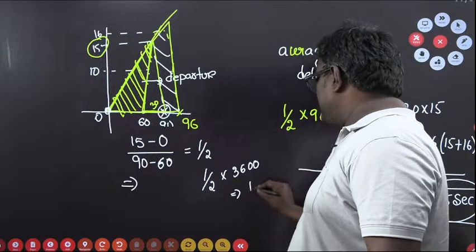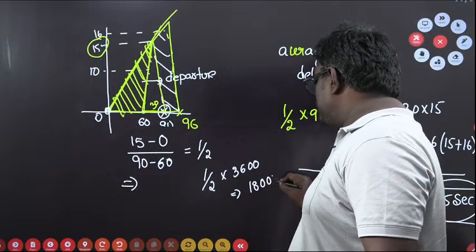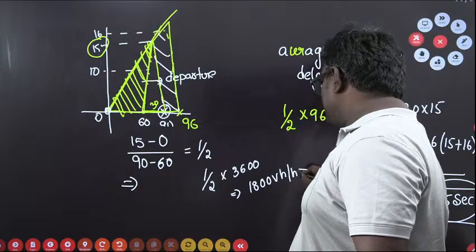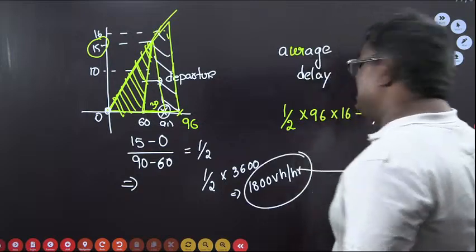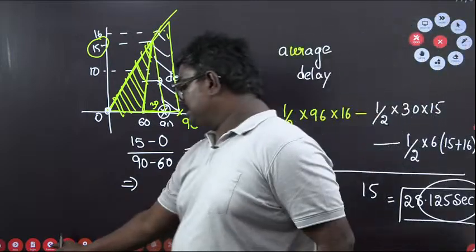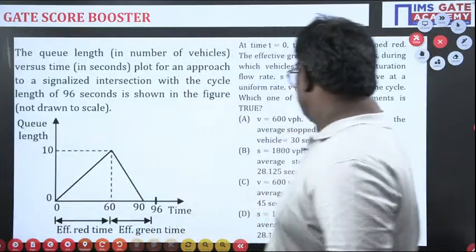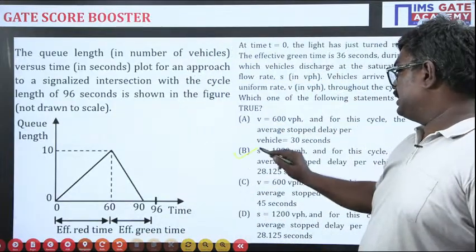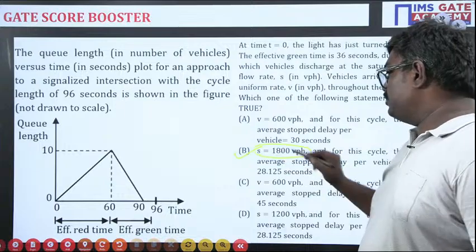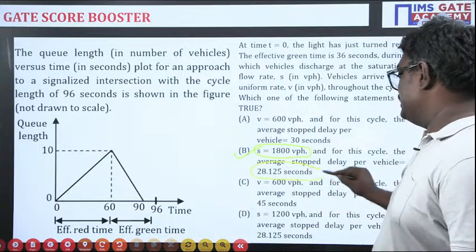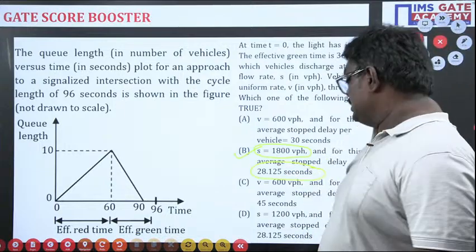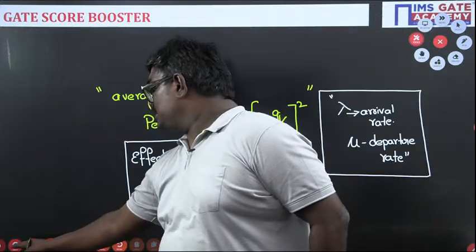So 1800 vehicles per hour is nothing but the saturation flow, and the delay is 28.125 seconds. If you see the options here, students, option B is correct because the saturation flow is 1800 vehicles per hour and the average delay time is 28.125 seconds. I hope this solution is clear for you.